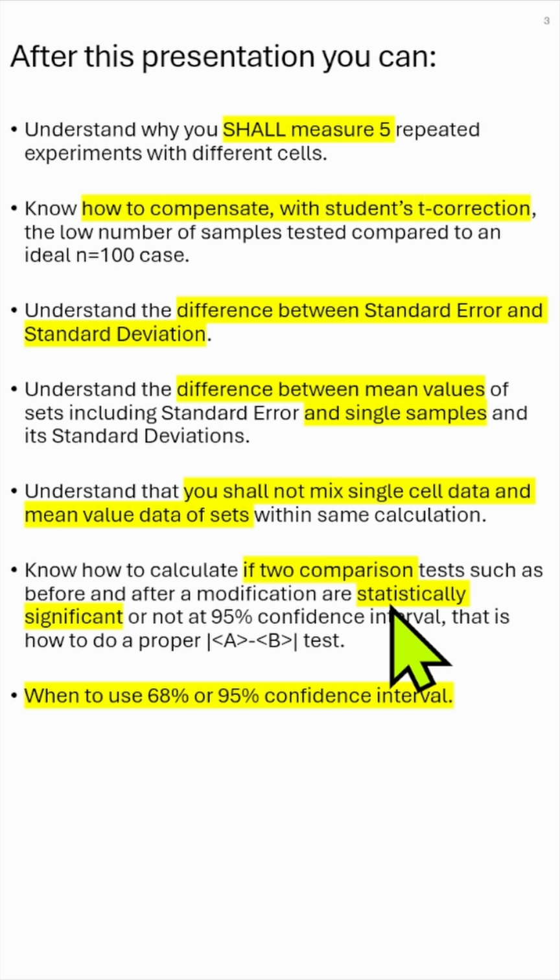And we want to do that at a 95% confidence level, as we say. A proper mean value A minus B test, so to say. And we will learn when to use 68 or 95% confidence interval as well, and what confidence interval is at all.